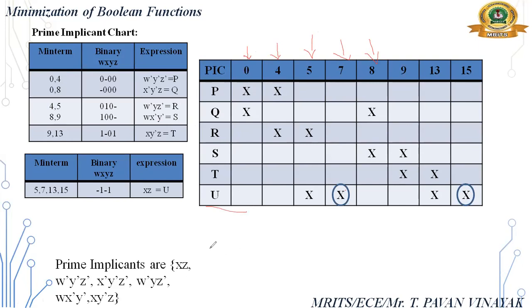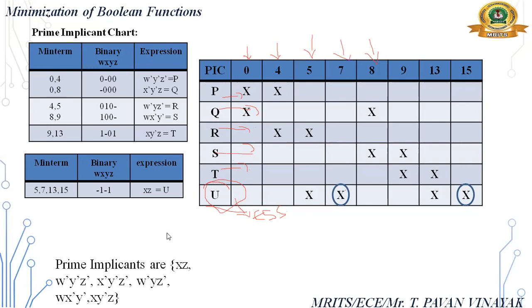Now check horizontally. Is any circle available? No. Only U has circled. So U is essential. But is only a single term essential? No. Out of P, Q, R, S, T, some may be available as essential.